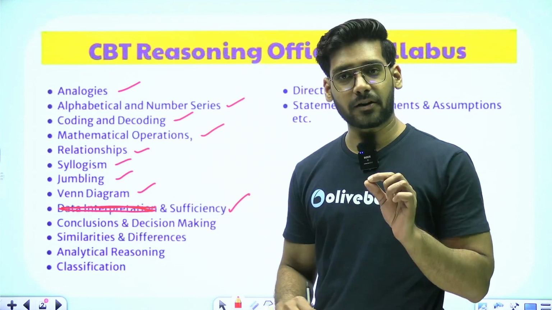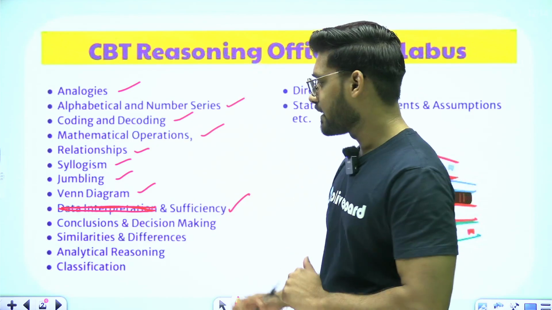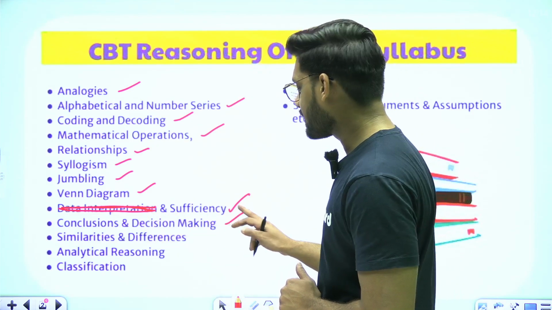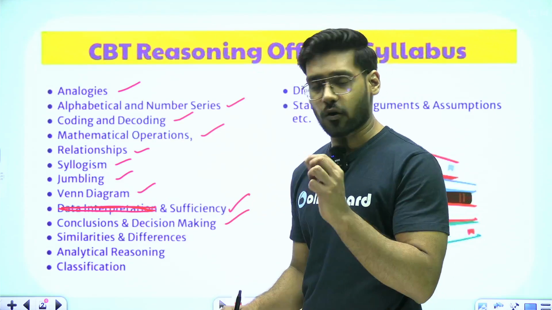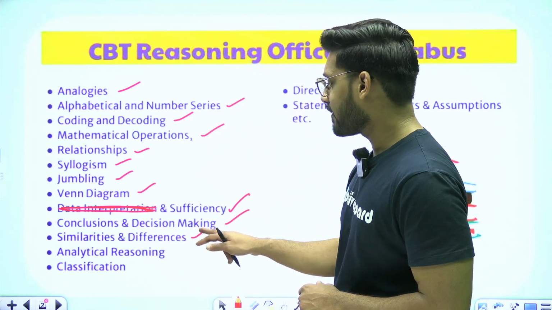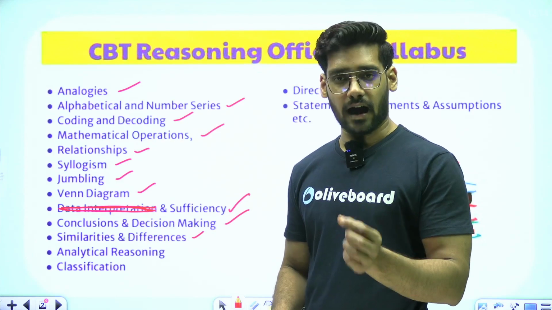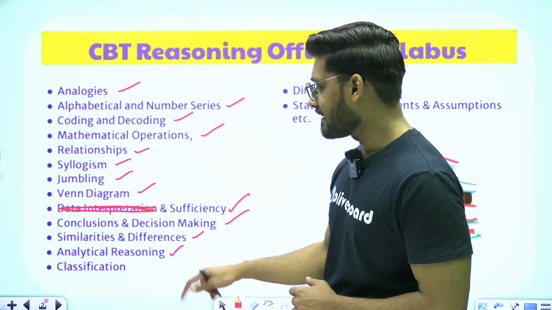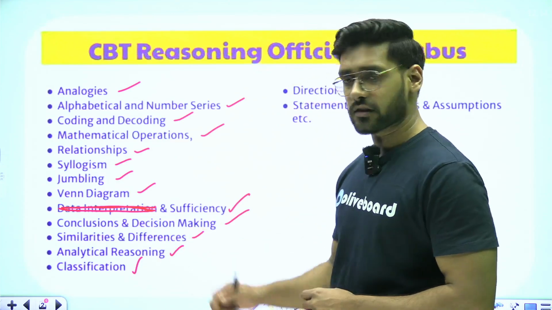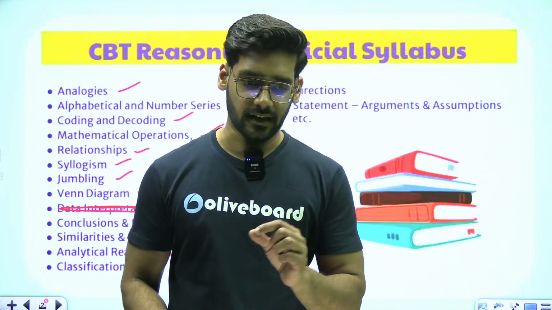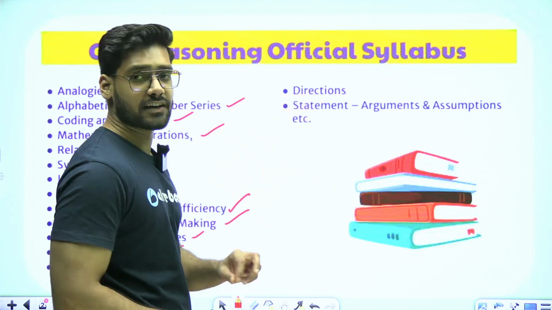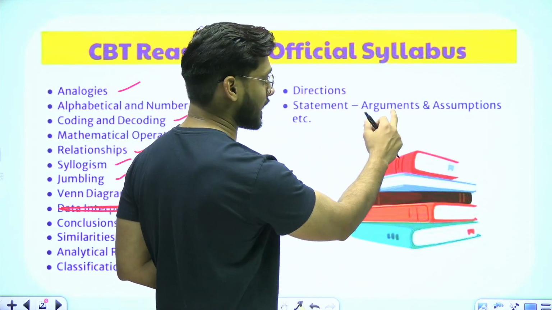But in RRB Group D there is no CBT2. Conclusion and decision making is a part of critical reasoning. This is also being asked. Similarities and differences is nothing but the odd one out. Then analytical reasoning, then classification is also the odd one out chapter. Then direction, distance, then statement, argument and assumption.